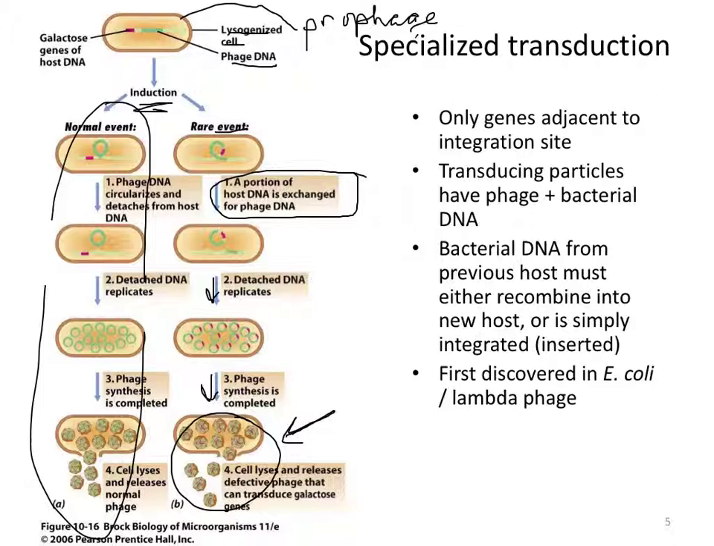Okay. It's also called specialized because only those genes that are located next to the phage DNA, back up here, only those genes can be transferred. So it's pretty specific which piece of DNA can be moved. It has to be a piece of DNA that is immediately adjacent to the viral DNA, or it can't be transported out into new host cells in this manner.